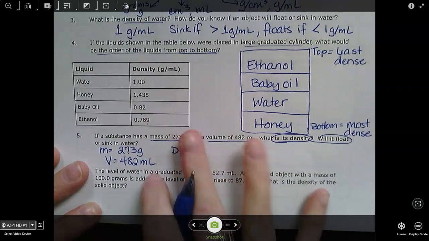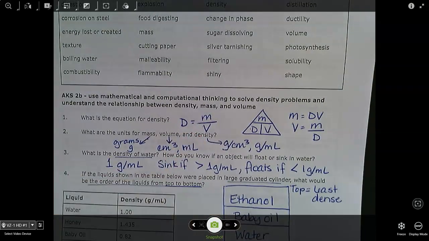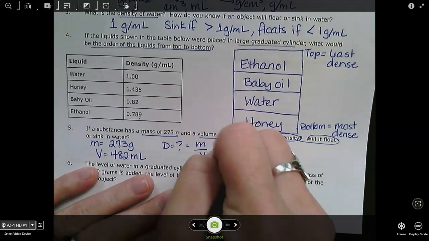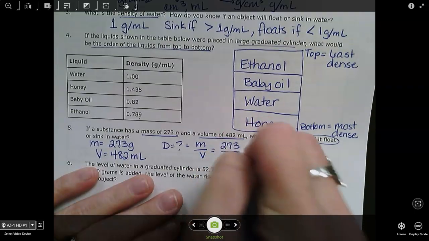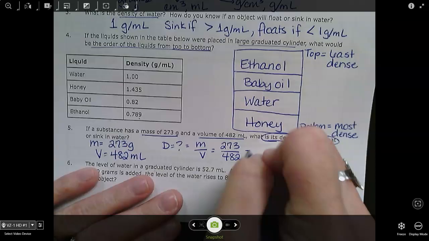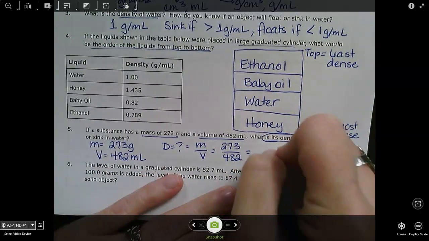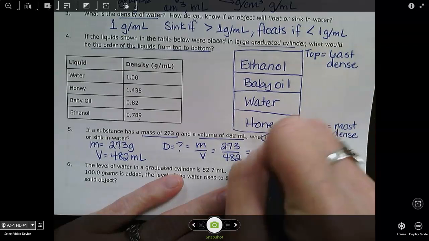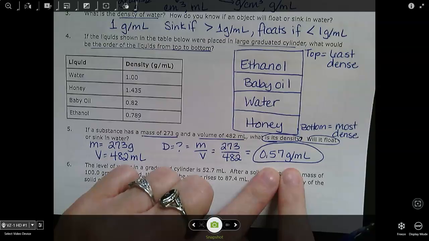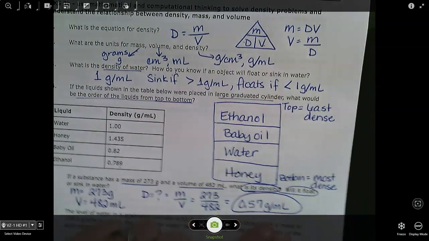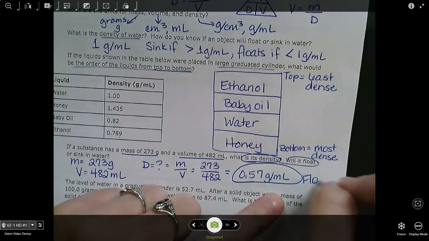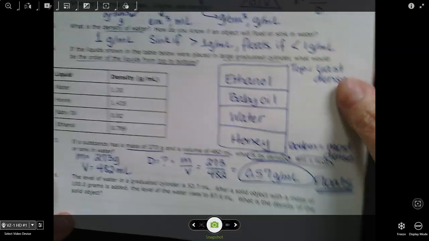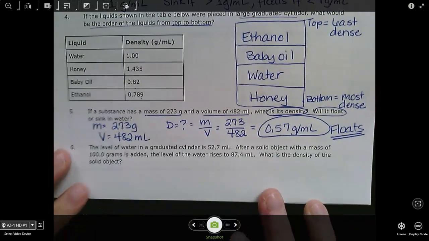Because I want the density, I'm going to use the equation density is mass over volume. So mass divided by volume, substituting in. Then I'm going to put that in my calculator, and I get that the density is 0.57 grams per milliliter. Looking at this value, I know that it is less than 1, so this is an object that is going to float.